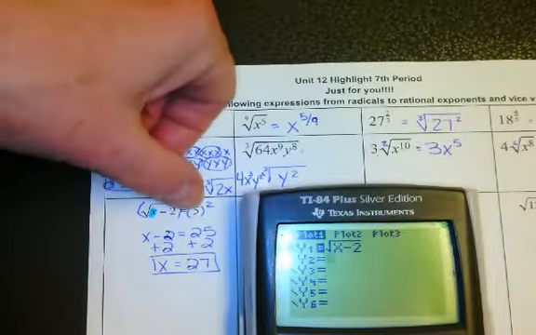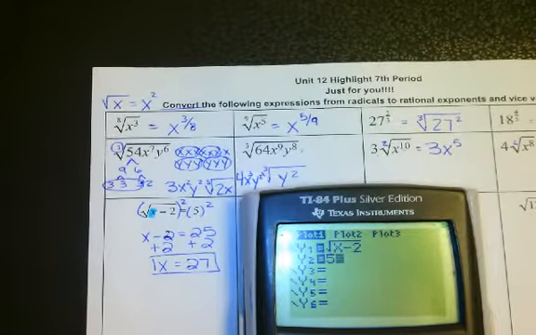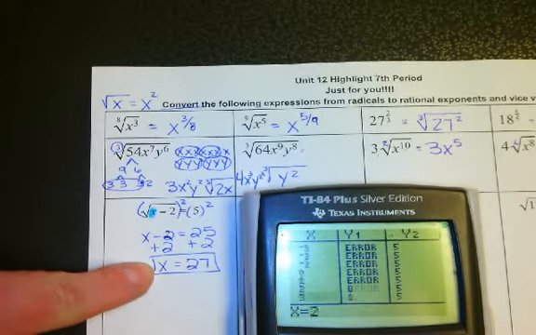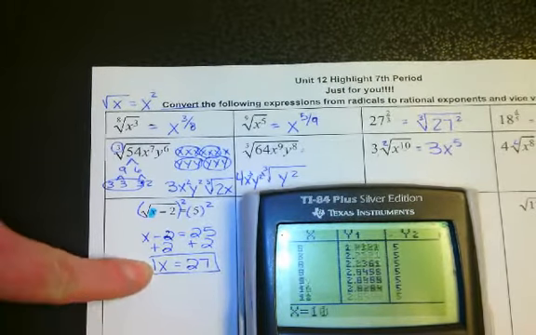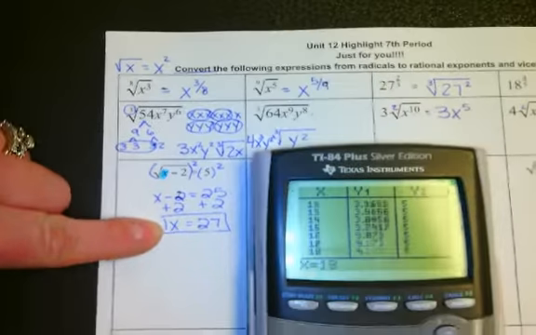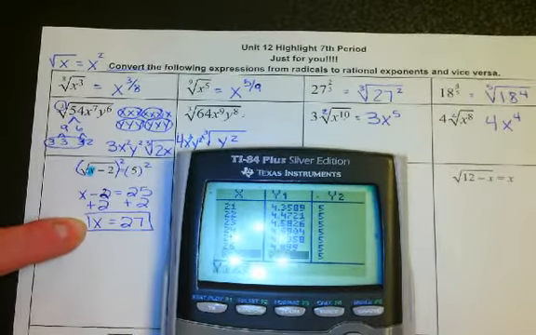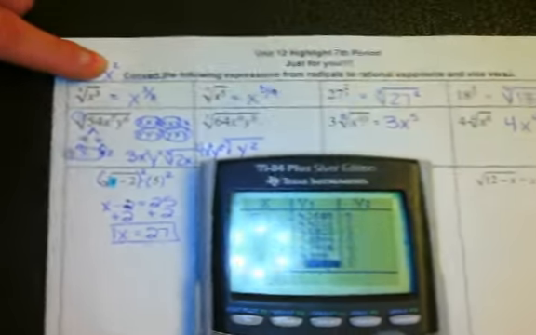Okay, and then in y2, I'm going to put the 5. Now I'm going to go to my table, and I'm going to see what I get when x is 27. So I'll just scroll down here. Remember, if you wanted to, you could hit that second window button. Alright, and there it is. I'm correct. It's 5 and 5.